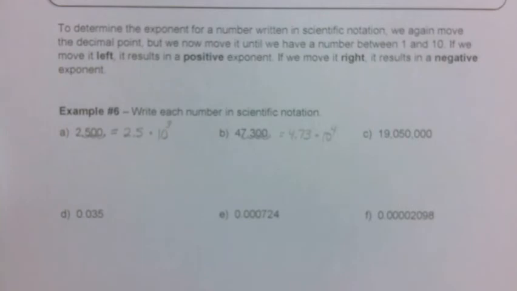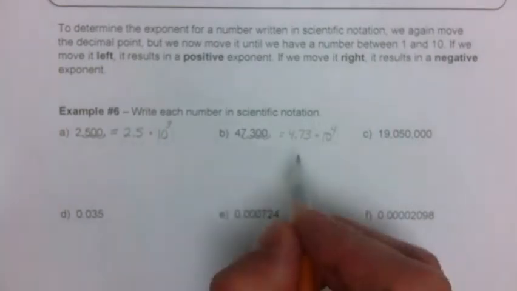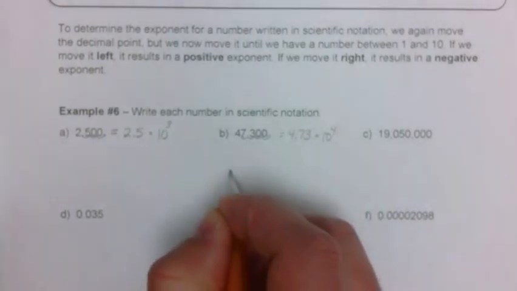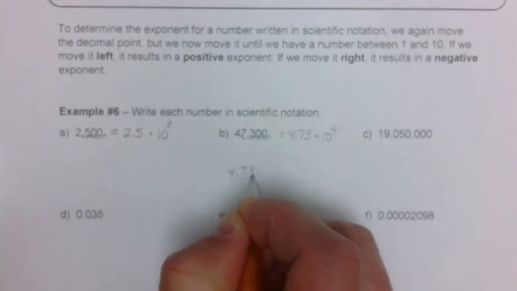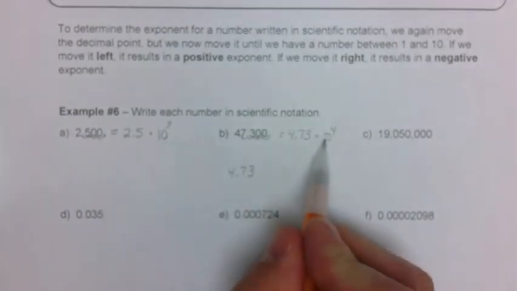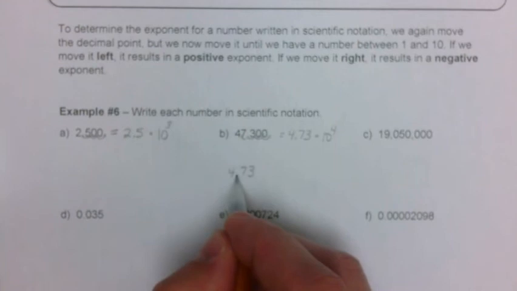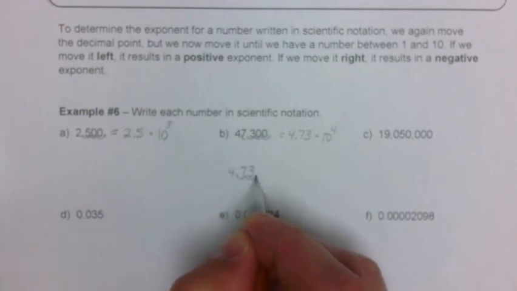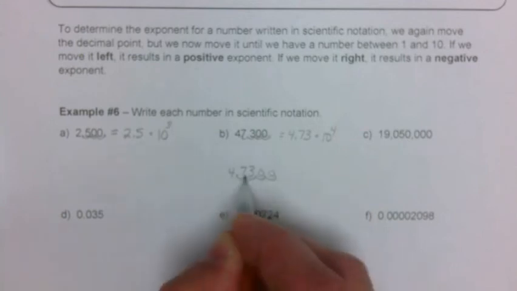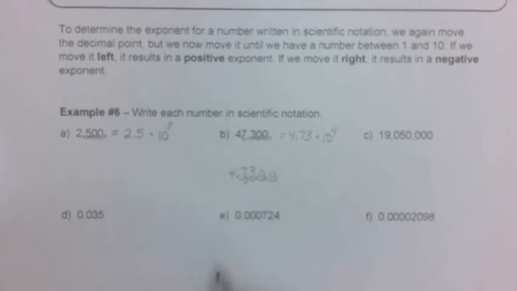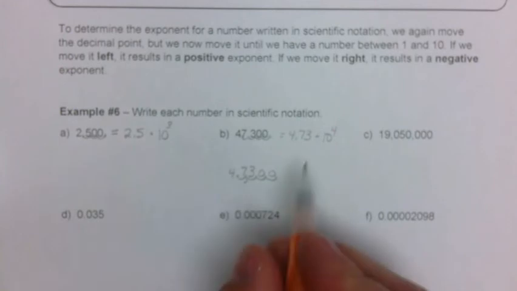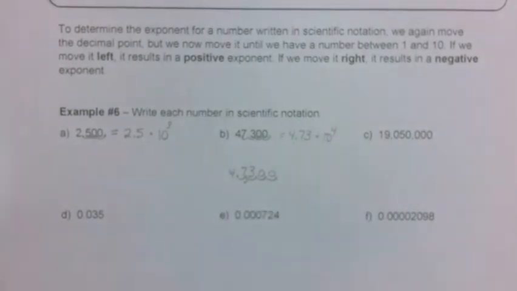Okay, how do we know that we have the right power of 10? Well, if I just reverse course, if I do 4 and 73 hundredths, and I multiply it by 10 to the 4th power, remember that this decimal point is going to move to the right 4 times, and I should get what I started with. 1, 2, 3, 4. Fill in with a couple of zeros, and there I see 47,300. So I know that this number has been correctly written in scientific notation.